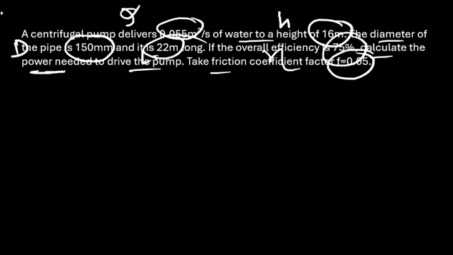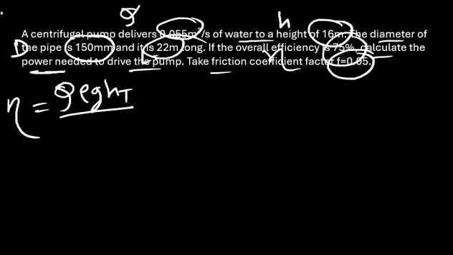We know the pump efficiency. We know power is rho G Q H, the total height, divided by efficiency. We have to calculate the power, so P and efficiency. Right, we know Q, we know rho and G, and efficiency, but we don't know the HT, that means the total height.